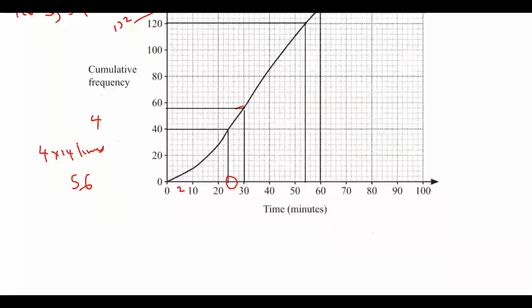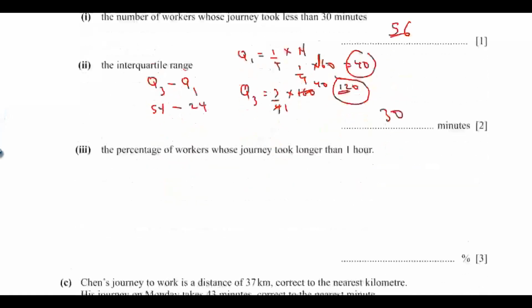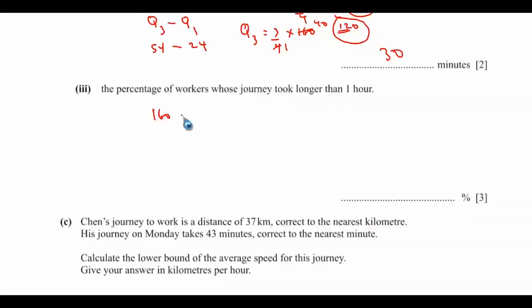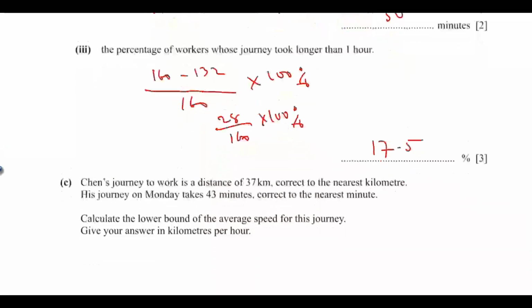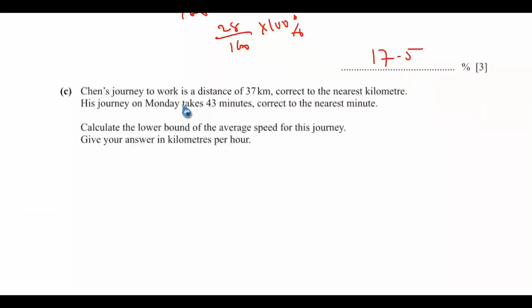Okay, so let's go back to the question. So it's going to be 160 minus 132. So these are the people whose journey took more than an hour, that is 60 minutes, over the total, which is 160, times 100%. So this will give us 28 over 160 times 100%. You can input this into your calculator and you should get 17.5%.